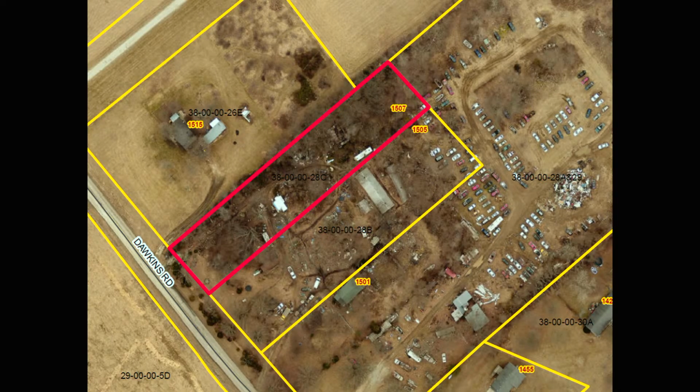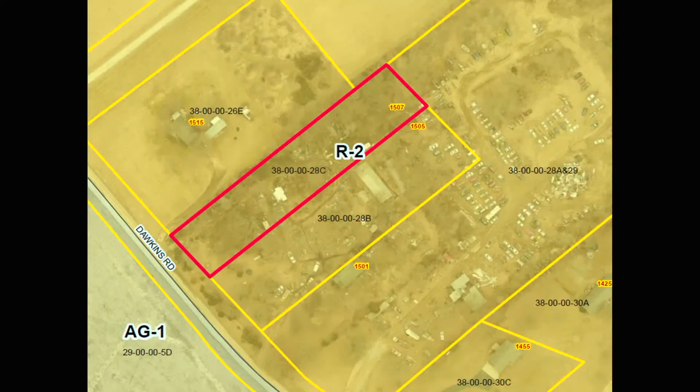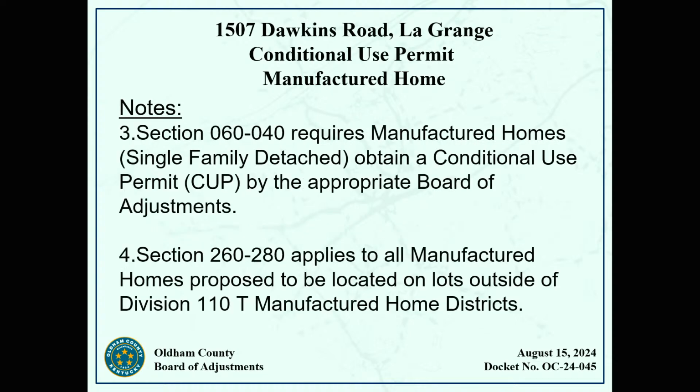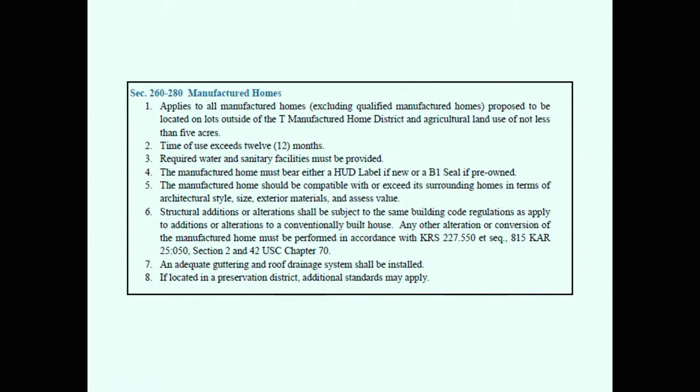So here is the property in question on Dawkins Road. The zoning map shows it as an R2 residentially zoned piece of property. The applicant is requesting a conditional use permit to allow a manufactured home to be placed on that property. As with the other cases, manufactured homes have to obtain a conditional use permit from the appropriate Board of Adjustments. That's why we're here today. That same section from our last case, 260-280, applies to all manufactured homes proposed on lots outside of our manufactured home district, and those 8 conditions are within that section.